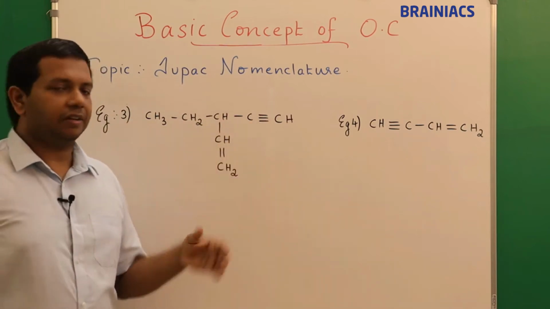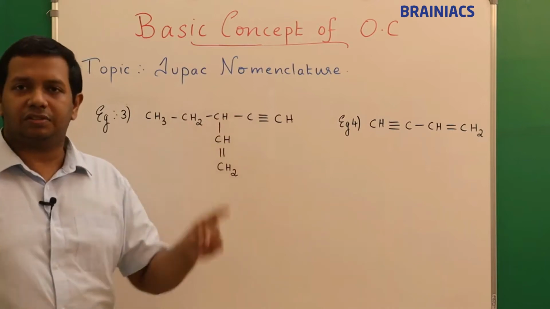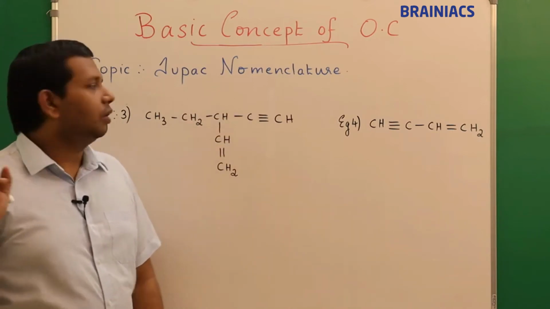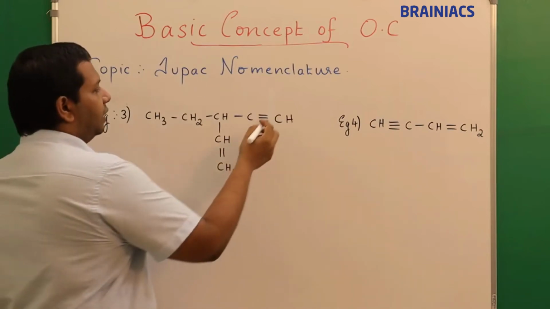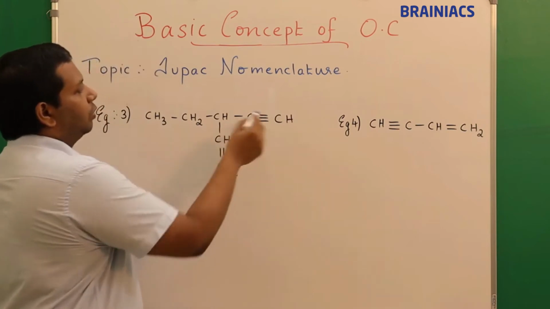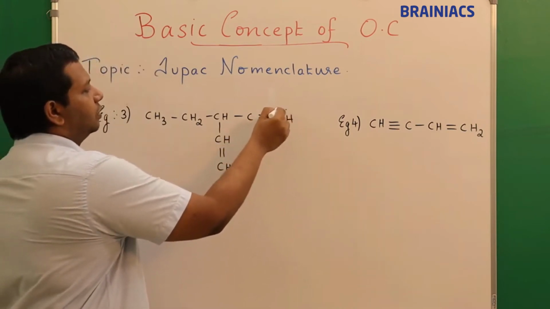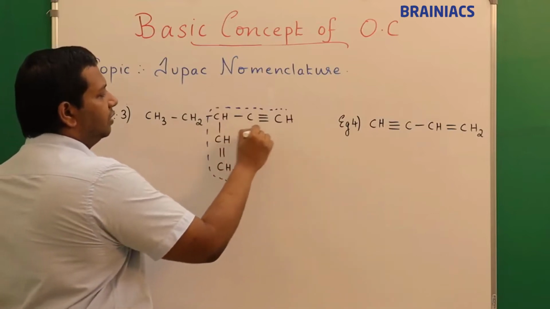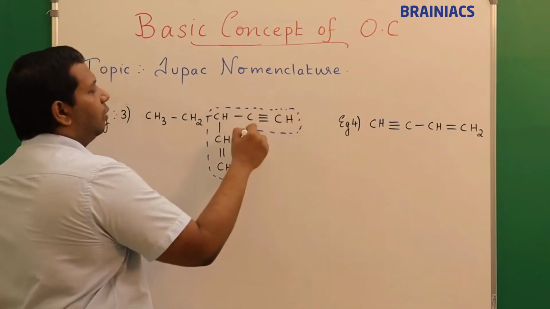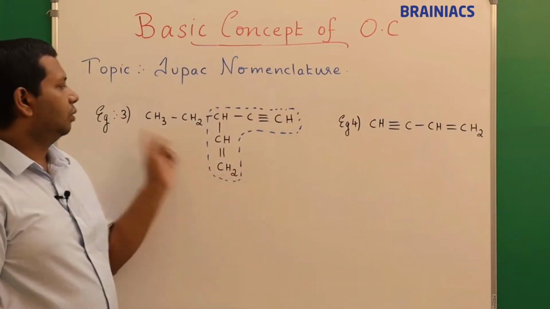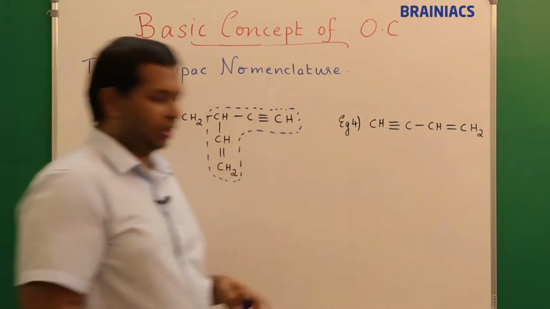Then the rule says to select the carbon chain in such a way that you include the maximum number of double bonds and triple bonds. So I should choose the parent carbon chain in such a way that it includes the double bond and the triple bond. The only way is to choose it like this, because then both the double bond and the triple bond are included, correct? So this is my parent carbon chain.